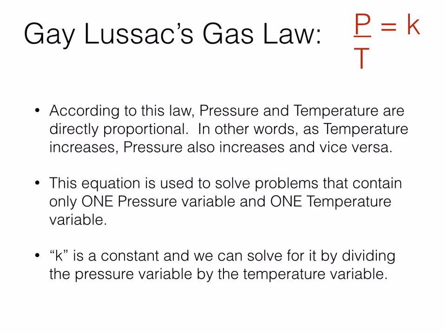This equation is used when you're trying to solve problems that only contain one pressure variable and one temperature variable. Typically, what we're going to try to do is solve for the constant. So maybe I ask you, if you have this pressure and you have this temperature, what would be the constant for this equation, according to Gay-Lussac? This constant is something that we solve for by dividing the pressure by the temperature.